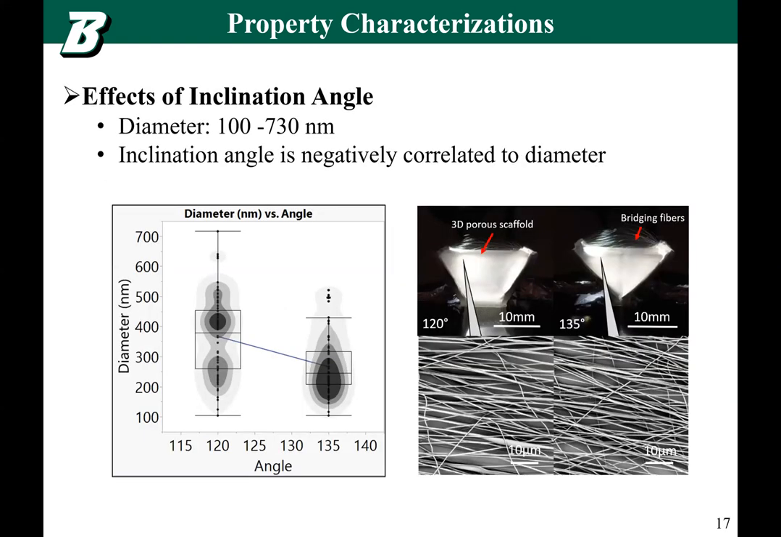And if we take 2 scaffolds with different inclination angles out from the 8 different collectors, we'll see that the fiber with lower inclination angle will have a significantly higher fiber diameter. And you can also see from the SEM image that the fiber orientation is highly aligned, which means we successfully fabricated scaffold with aligned nanofibers. And for these 2 collectors, the diameter ranged from 100 nanometers to 730 nanometers.